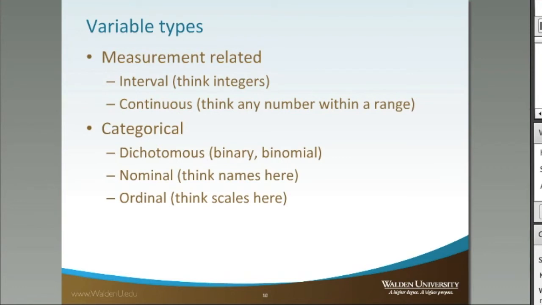If it's a categorical variable, then the three options are dichotomous, which also means binary or binomial. It just means there are two options. So gender is a categorical variable. There's only male and female. There's nominal, think names here. And again, I use race or ethnicity as an example here. And then finally ordinal, so think of scales.